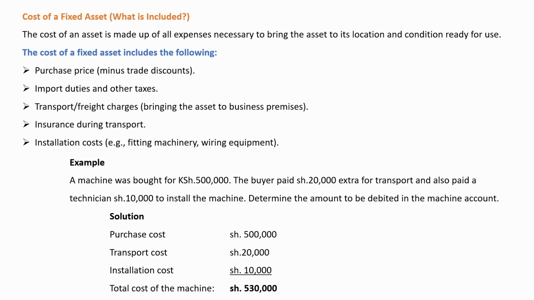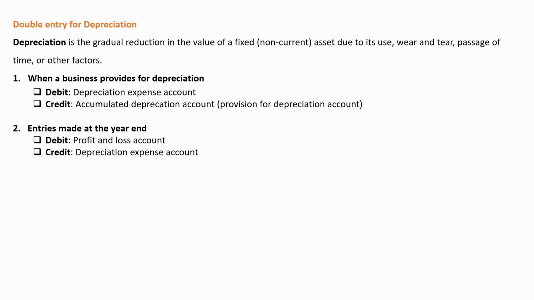Because there is no way you can use the asset if it is not installed. There is no way you can use the asset if it is not in the premises. So any expense you incur to make the asset usable should be added to be part of the cost of the asset. So next, there is something known as depreciation, and you want to see the double entry for depreciation.